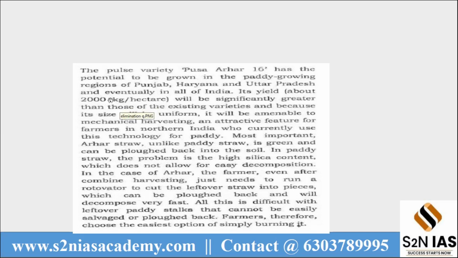So from the pulse variety to the paddy, in this part they are discussing how pulse is much more suitable than the paddy in terms of mechanization. Meaning, if the government or the entrepreneurs of agriculture want to apply mechanization in northern India, pulse is much more suitable than the paddy. This is the intention of the first part of this RC.